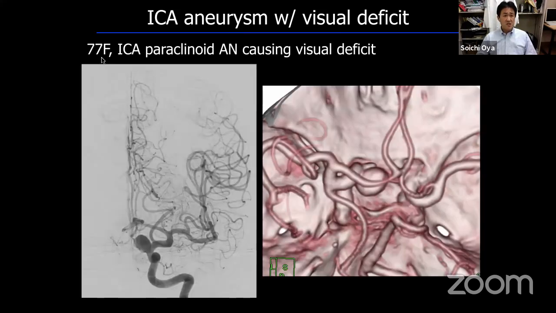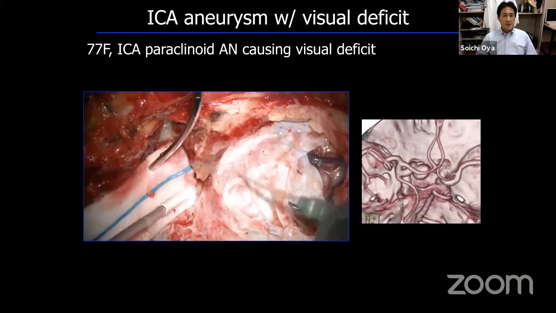And this patient was a 77-year-old lady complaining of left side visual deficits caused by the ICA paraclinoid aneurysm here. So this is the left side approach.